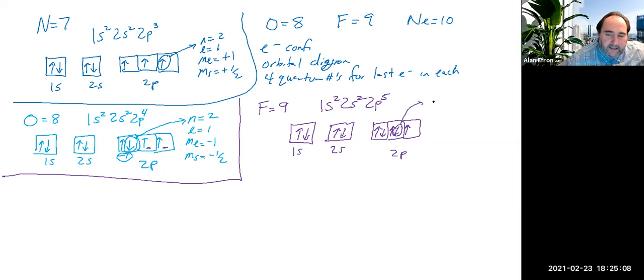And that would then give it a value of n is equal to 2 as it's still on the second energy level. L would still equal 1 as it's still in a p orbital. M sub L would now be 0. Again, this being -1, 0, and +1 in terms of that M sub L value, basically representing the py orbital.